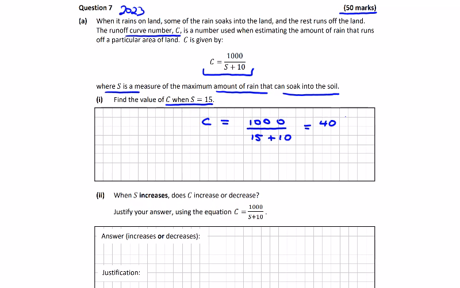When S increases, does C increase or decrease? Justify your answer. So we just give a couple of values here and we'll see what happens. You might see another value that's easy to put in for S. What about if S is 90? We get 1000 over 90 plus 10. If S is 90, C becomes 1000 divided by 100, which is 10. So as S increases, C decreases, and we've justified it with a mathematical example.